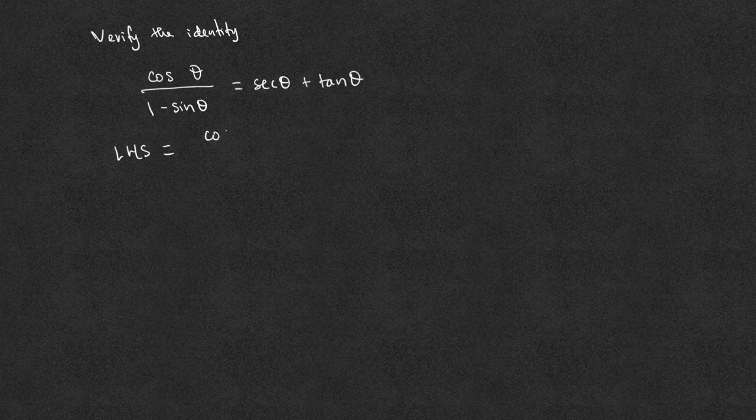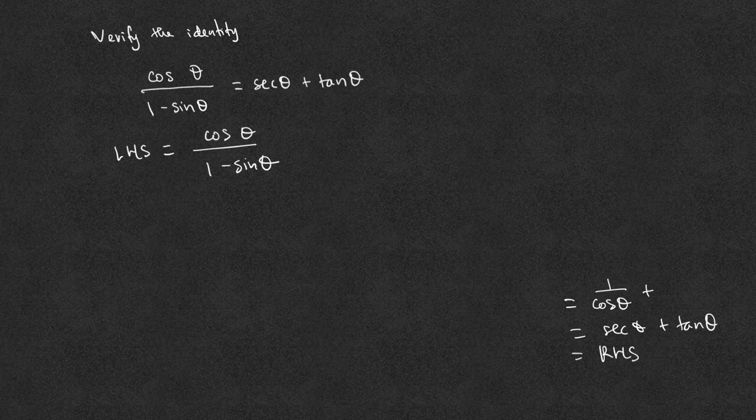The left-hand side is cosine of theta over 1 minus sine of theta. And we look at the right-hand side. The right-hand side is secant of theta plus tangent of theta. But secant of theta plus tangent of theta is 1 over cosine of theta plus tangent of theta, which is sine of theta over cosine of theta. And then we combine these two fractions. They have the same common denominator, cosine of theta, so we can simply add the numerators.